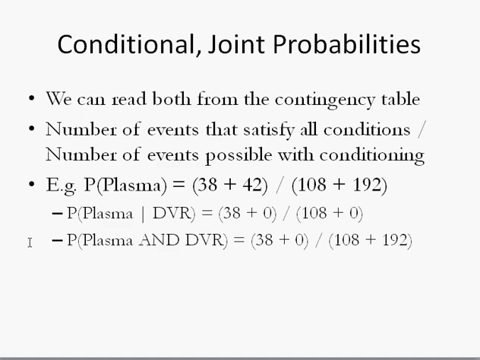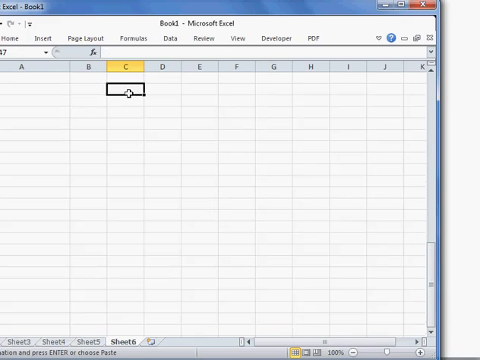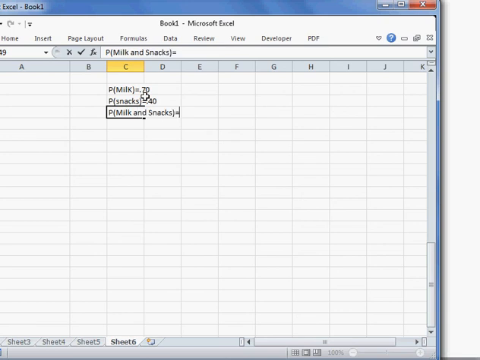So for example, let me hop over to Excel here. Suppose I know that the probability of milk is equal to 70%, and the probability of snacks is equal to 40%. And the probability of milk and snacks is equal to 20%. So I've got milk, no milk, snacks, no snacks. And I'm going to put 1,000 here.